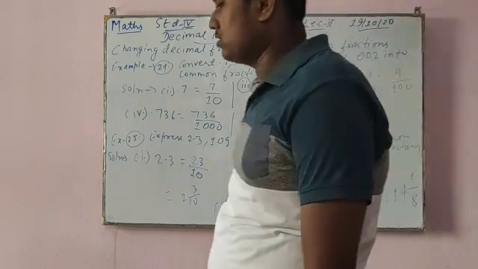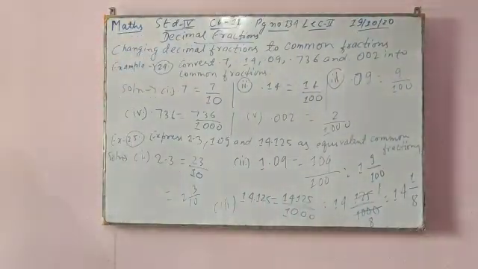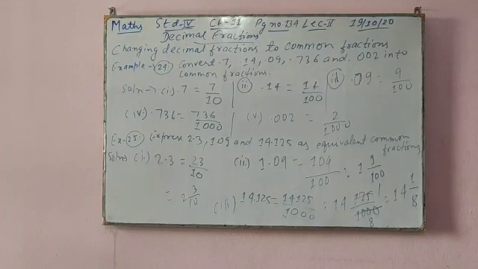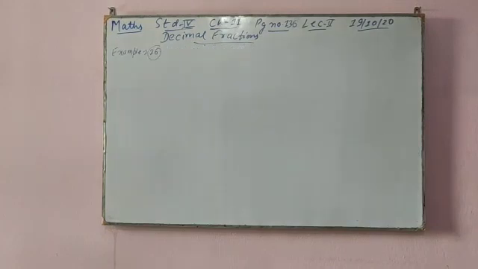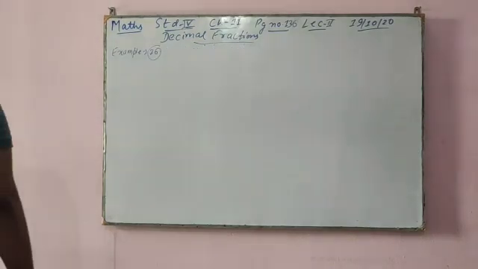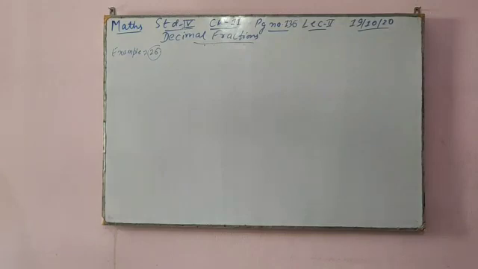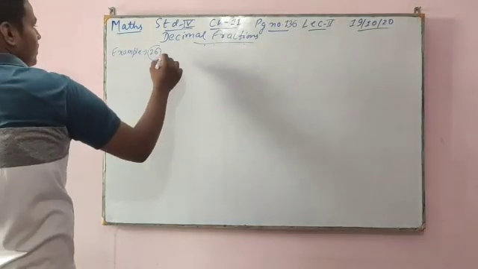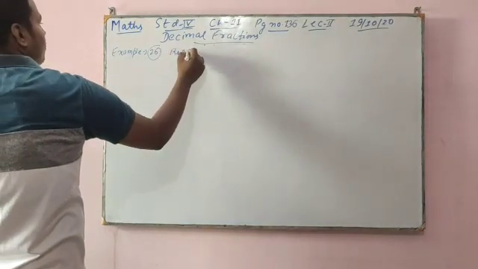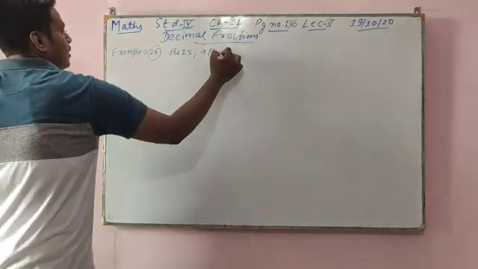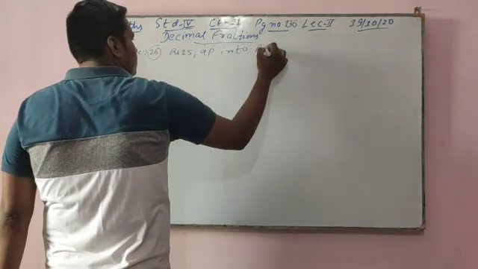This is your final answer. So with the help of this example, you can easily solve exercise 55. Now I will go for example 26. Express 25 rupees 9 paise in terms of rupees. Means you have to express 25 rupees and 9 paise into rupees.